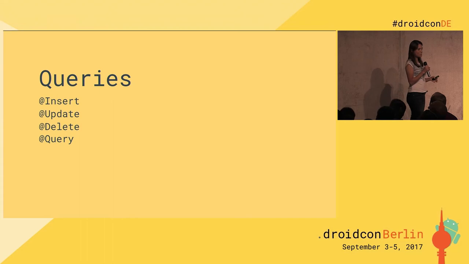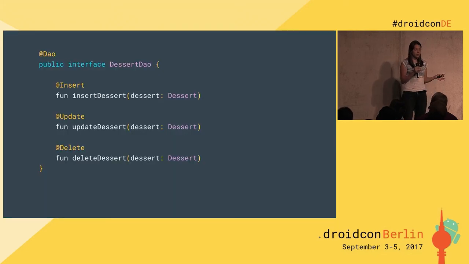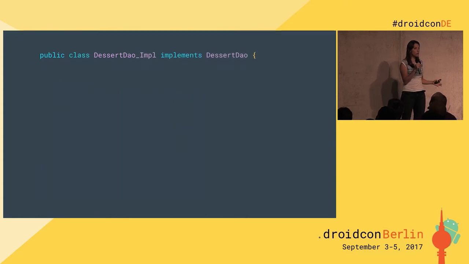Okay, let's see what's up with these queries. So let's start with insert, update, and delete because they work quite similar. So in our interface, we define how to insert a dessert, how to update a dessert, and how to delete it. So what's going on under the hood?